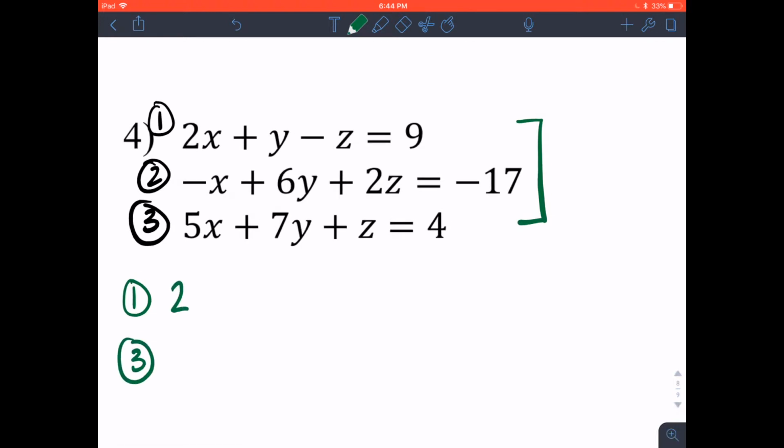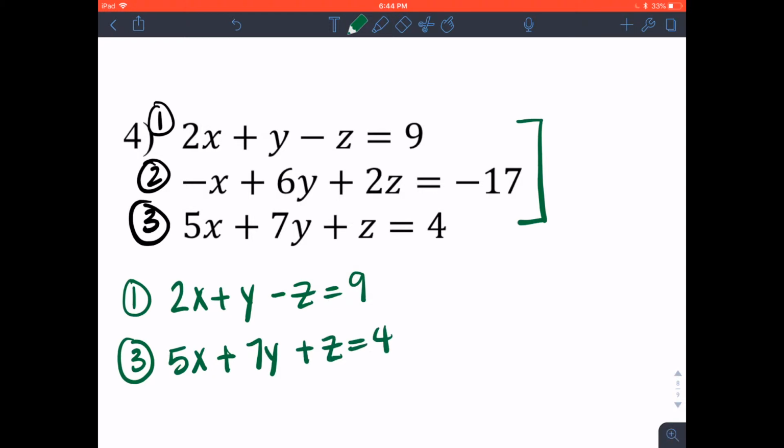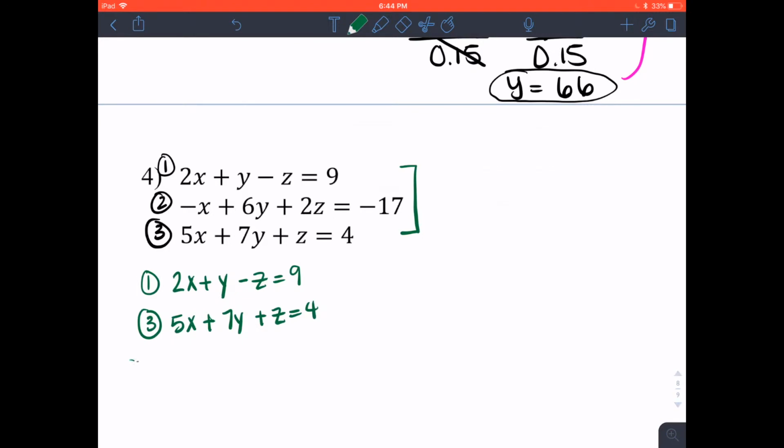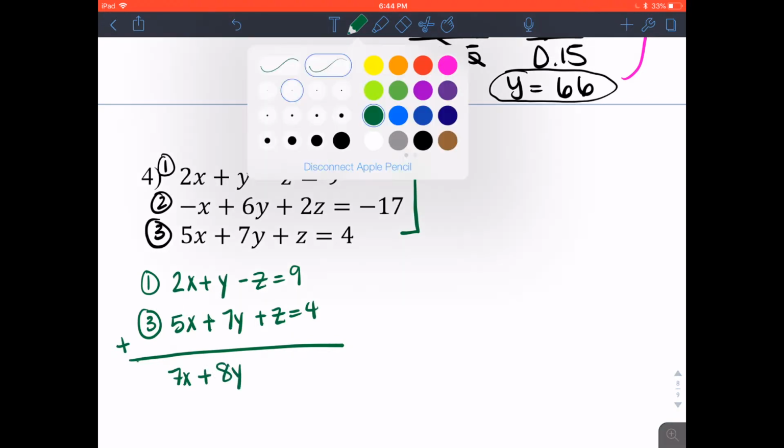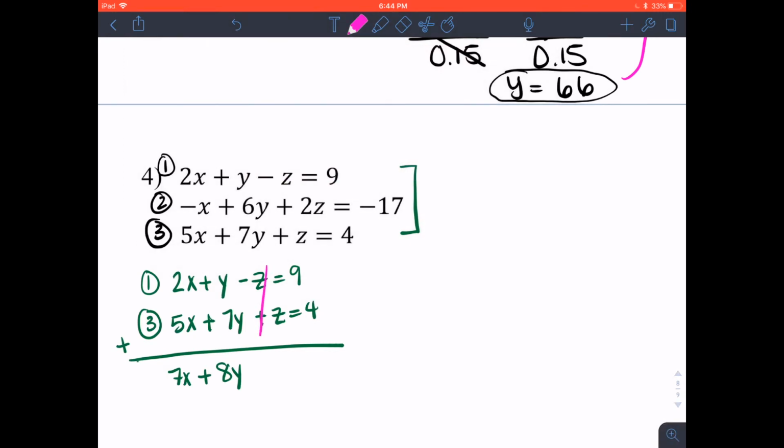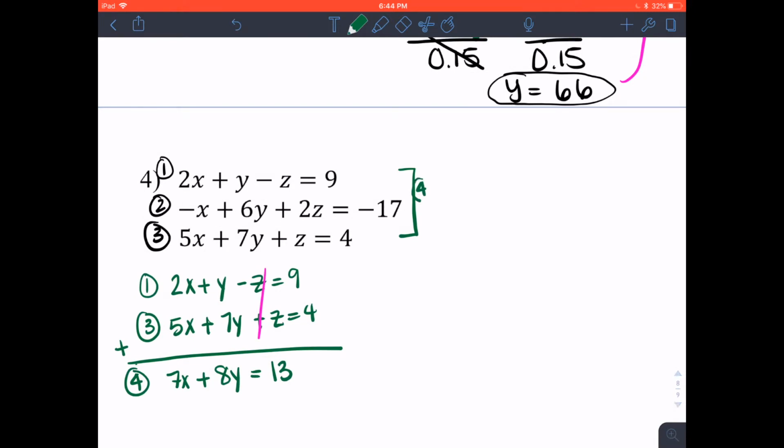So I'm just going to copy them down. So 2x plus y minus z equals 9. Equation 3 is 5x plus 7y plus z equals 4. This one, you don't have to do much. You don't have to multiply anything. You just have to add these equations because the z's will automatically cancel. Let's just see how that works. 2x plus 5x, that's 7x. y plus 7y, that's 8y. The z's cancel out, so I don't have to worry about the z's anymore. And then it looks like I have 9 plus 4, which is 13. So that's equation 4. I'm going to mark that as equation 4 there.